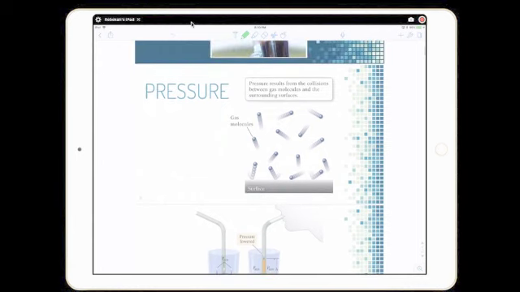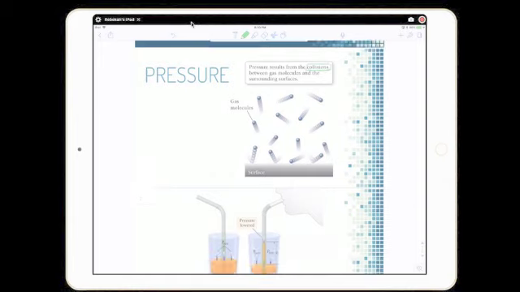Pressure is really just the hitting of gas particles along the surface of a container that's containing those gas particles. That's really it. It's just based on collisions, and the surfaces that the particles are colliding with.